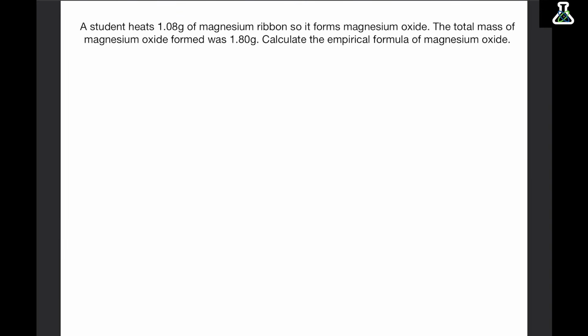So here's another question. A student heats 1.08 grams of magnesium ribbon so that it forms magnesium oxide. The total mass of magnesium oxide formed was 1.80 grams. Calculate the empirical formula of magnesium oxide. So again, there's quite a lot going on in this question, but let's write out what we know. So we know we're looking at the elements magnesium and oxygen. So let's figure out how much we've got of each of these.